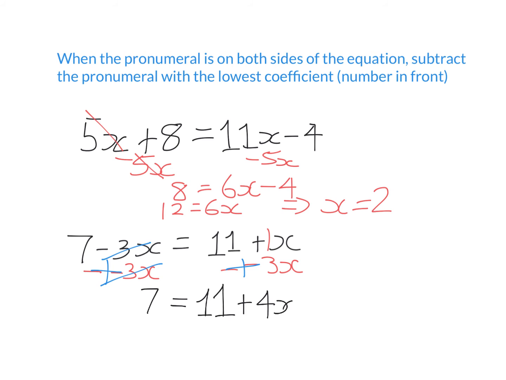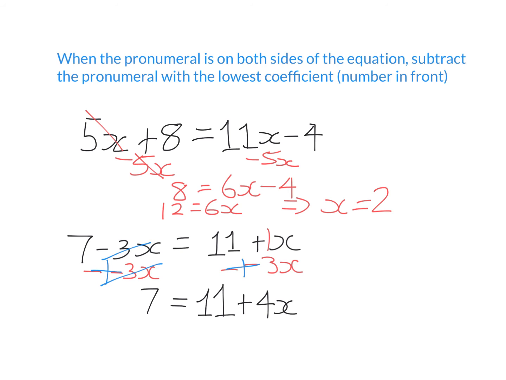Now remember, you can only add or subtract like terms, just like I did up here, 11x minus 5x. So you can't add 3x to 11. These are not like terms. These are like terms. That's why I can add x and 3x to get 4x.